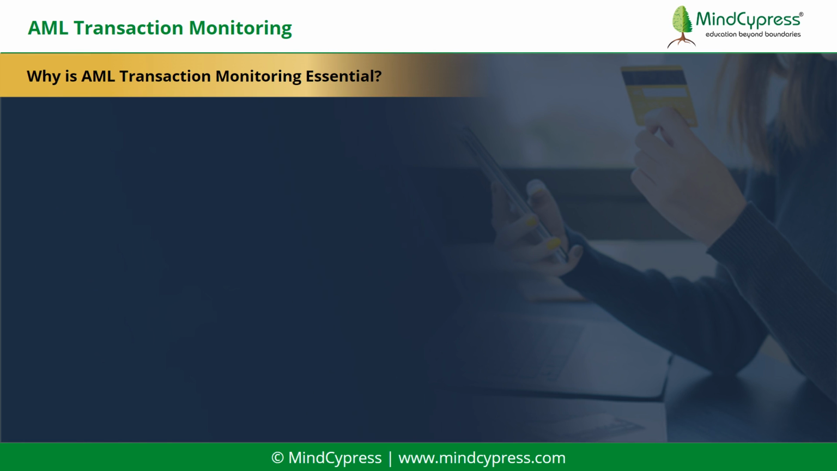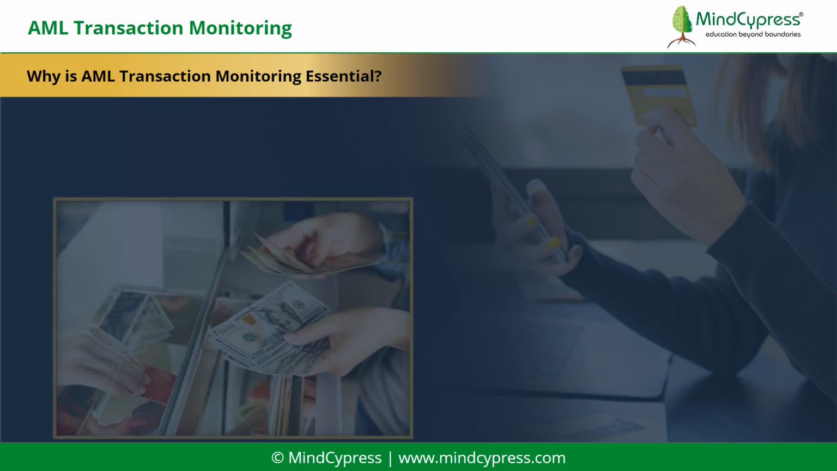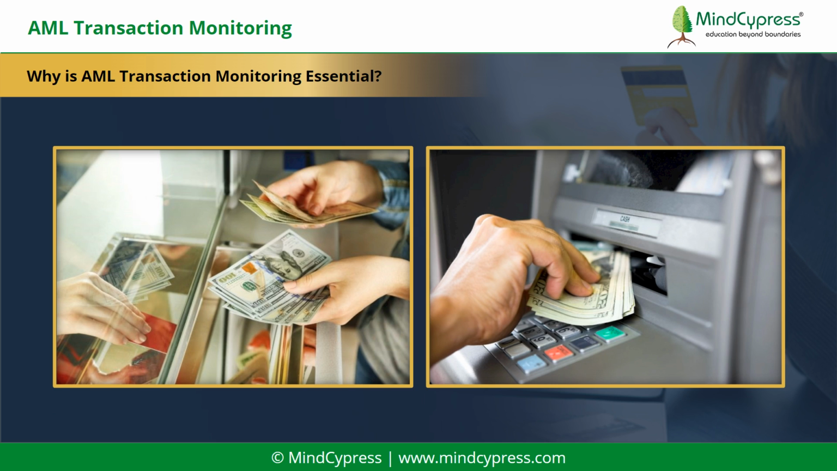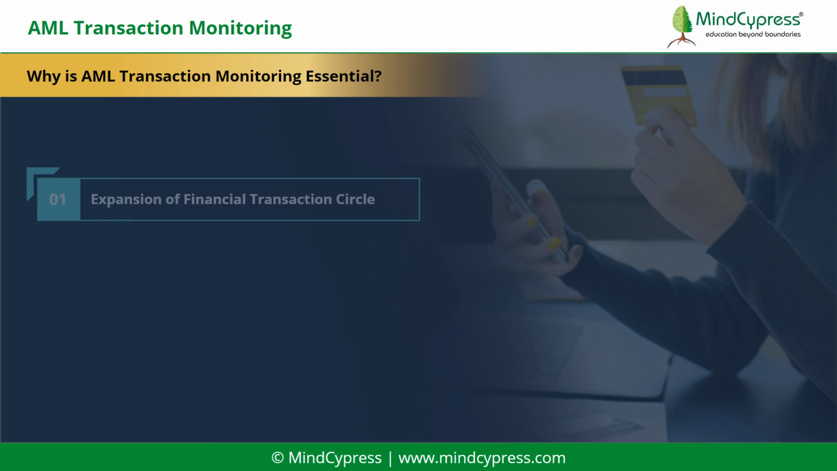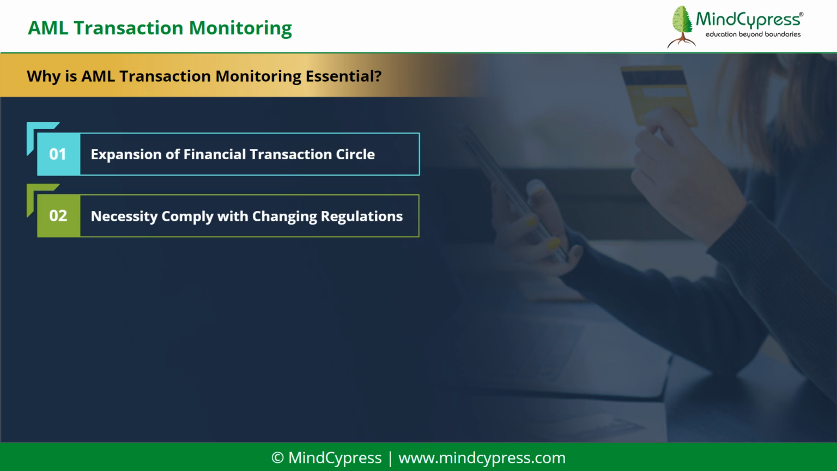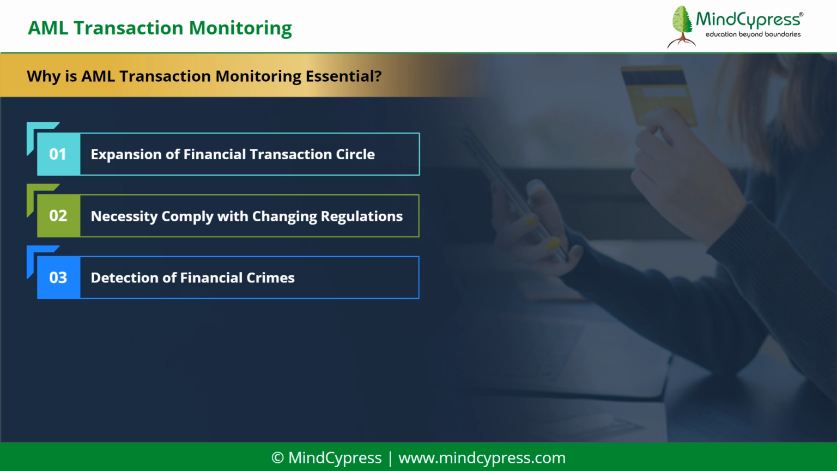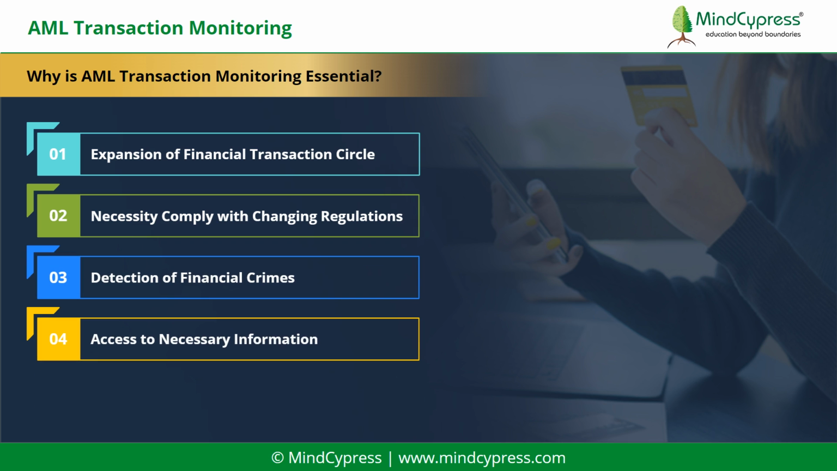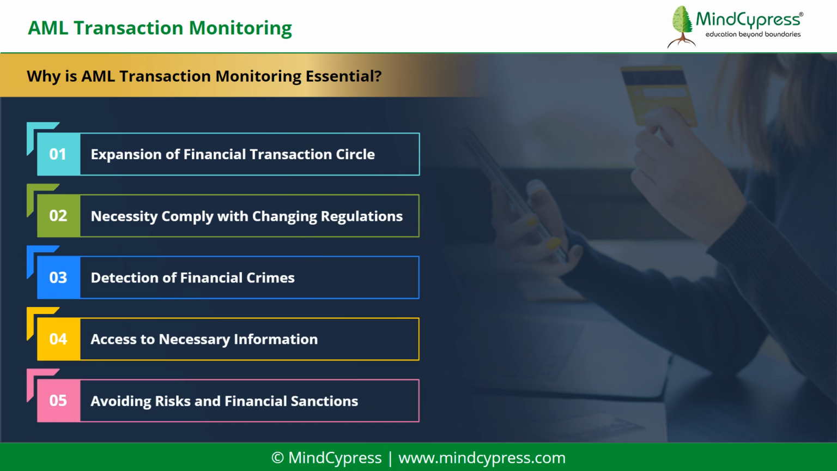Why is AML transaction monitoring essential? A plethora of reasons lie behind why AML transaction monitoring is essential. The very generic reason is to detect suspicious financial activities, such as large cash deposits or wire transfers. AML transaction monitoring may be the biggest tool for an organization to stop financial crimes before they happen. Below are a few more explanations in the same context. First is expansion of the financial transaction circle. Second is the necessity to comply with changing regulations. Third is detection of financial crimes. Fourth is access to necessary information. Fifth is avoiding risks and financial sanctions.